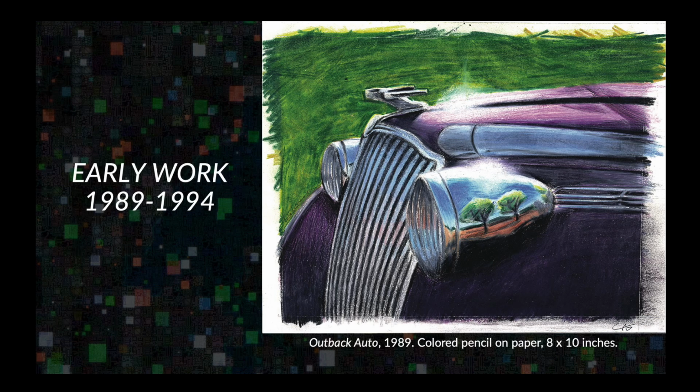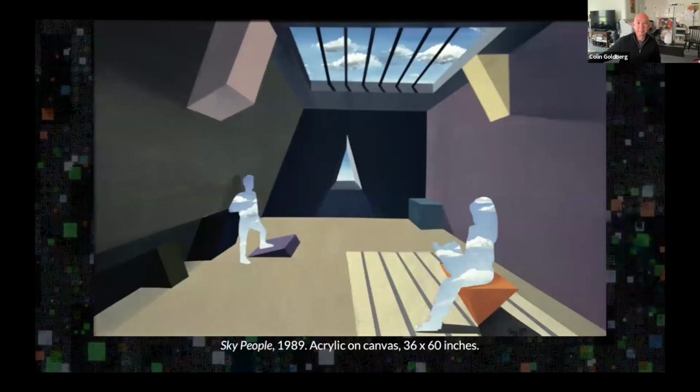So I started out with a love of drawing and painting since I was a kid. This is a colored pencil drawing that I did when I was a high school student. I studied the works of the Surrealists and adopted some of their ideas into my work. This is an acrylic painting called Sky People, which was also done in high school.